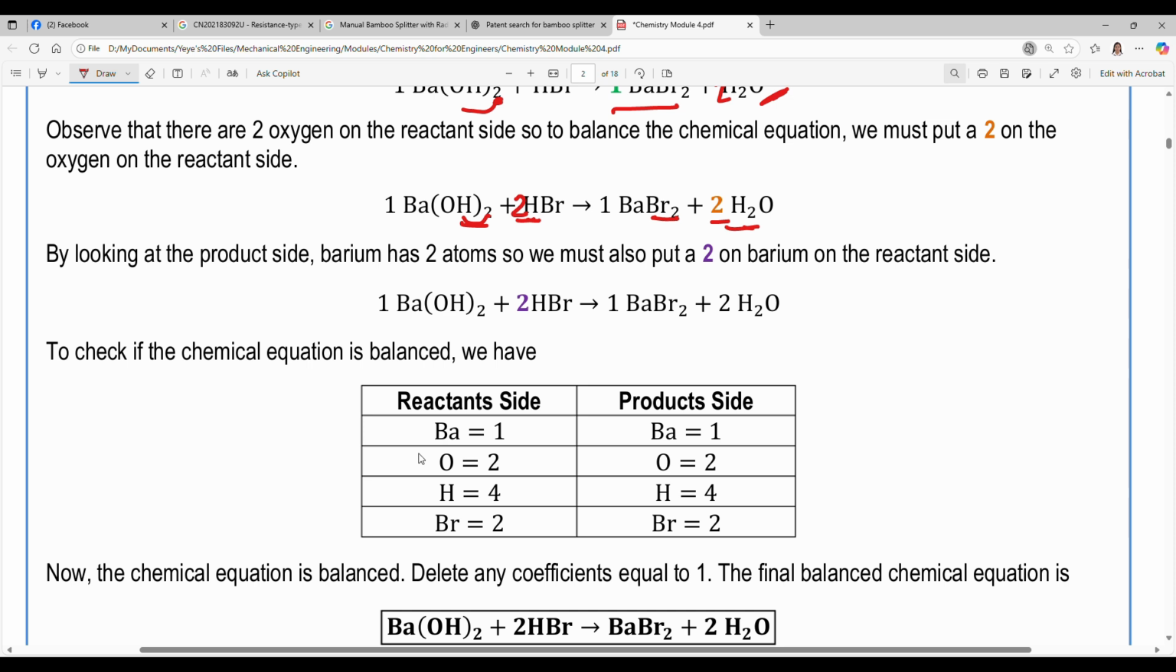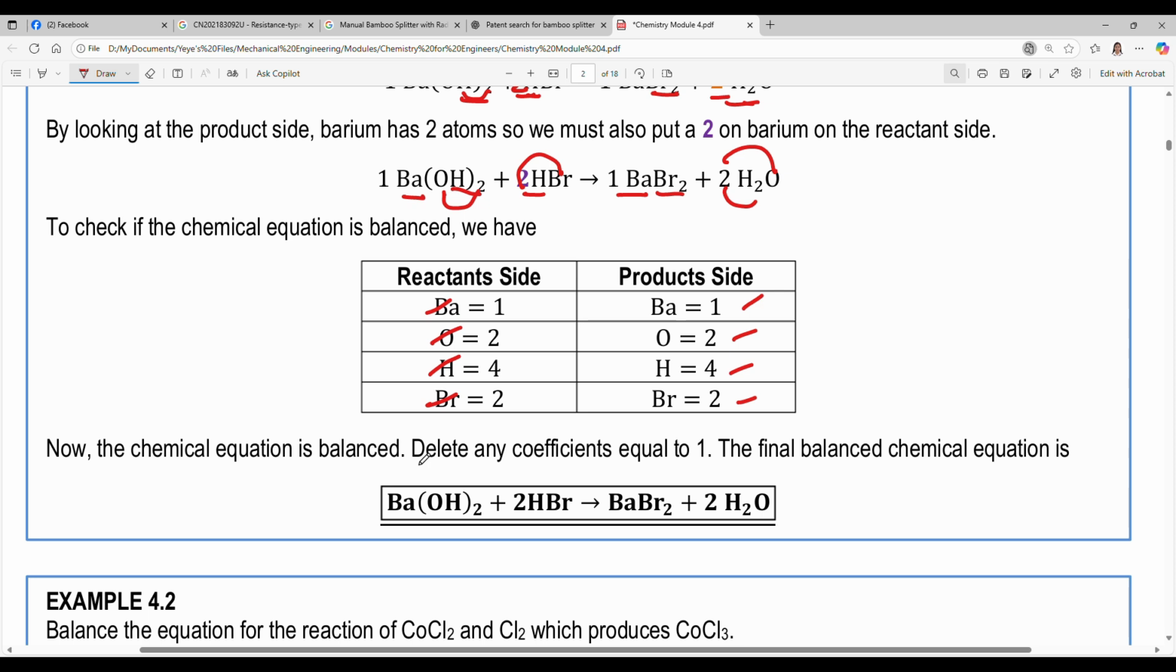So we will check now if the chemical equation is balanced. Barium on the reactant side 1, oxygen 2, because it is distributed. Hydrogen 4, so 2 plus 2 is 4, and bromine is 2. On the product side, barium 1, oxygen, distributed, so 2, hydrogen, 2 times 2, 4, then bromine is 2. So now the chemical equation is balanced, no?